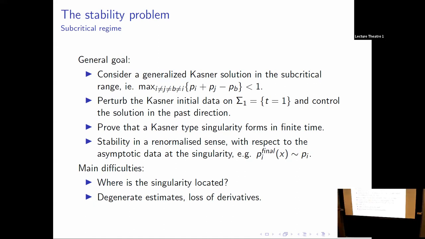And it's completely different from the heuristic analysis in various ways. One reason is that we don't know where the singularity lies. So in the heuristic analysis or in the constructions, you just put it on t equals zero by hand. Here you don't know, because you start from t equals one, so you have to locate it somehow. Okay, that's one. And then there are other types of things that also appear in many other works, like degenerate estimates due to the singularity, perhaps loss of derivatives, etc.